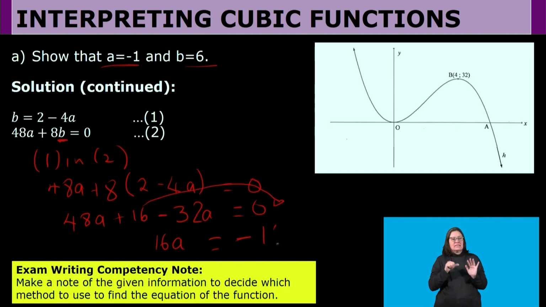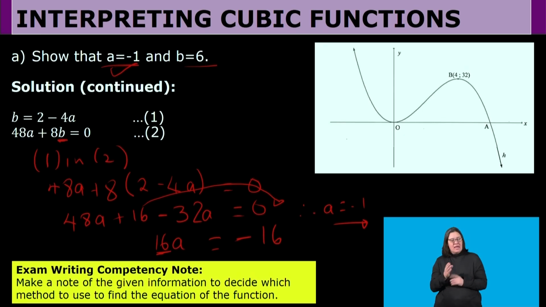16a is equal to, take this constant over to the right hand side and divide through by the value of 16, and I will get that a is equal to -1. And at this point, we get really happy because we know that we haven't made any careless errors, okay? We've got the value of a.